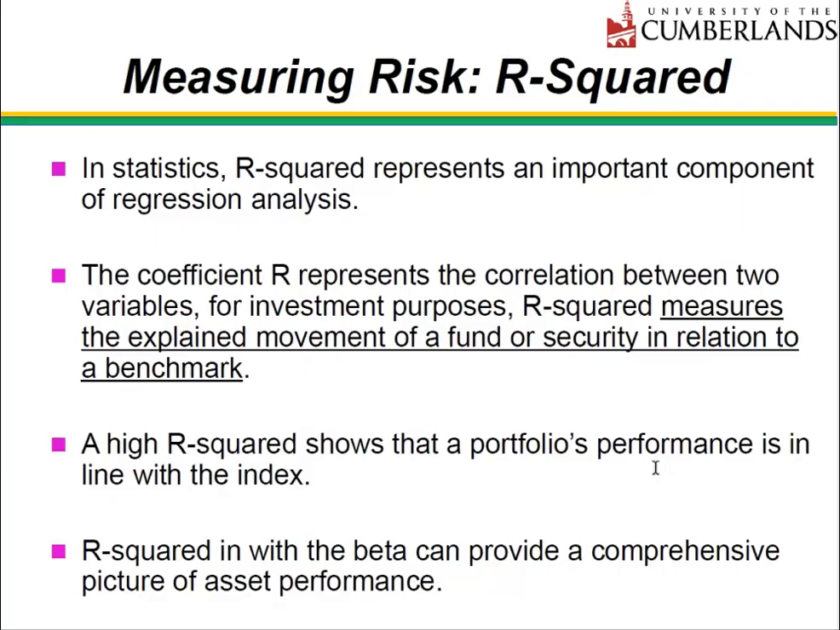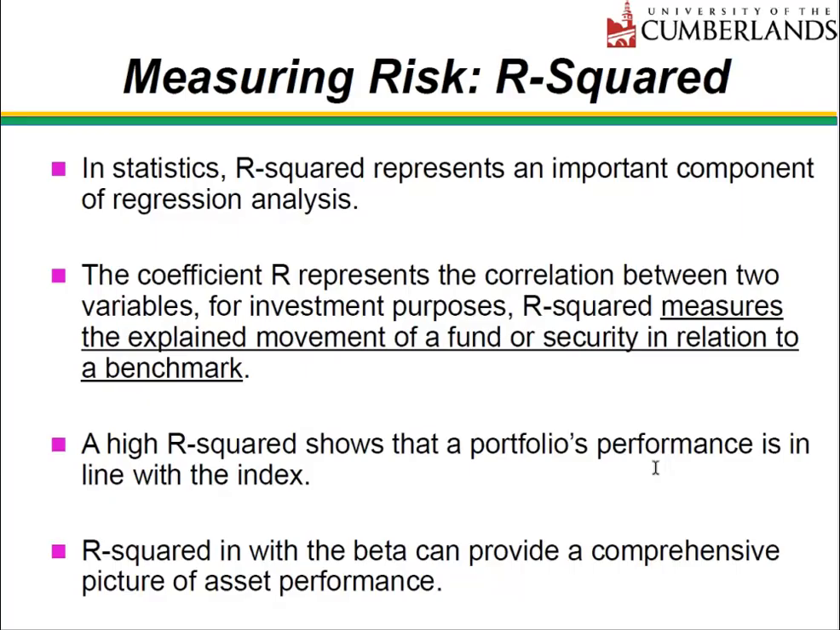A high R-squared shows that a portfolio's performance closely tracks the market risk, the market index. For example, an R-squared of 0.95 means that 95% of the portfolio's movement can be explained by market movements, while only 5% is due to other factors.